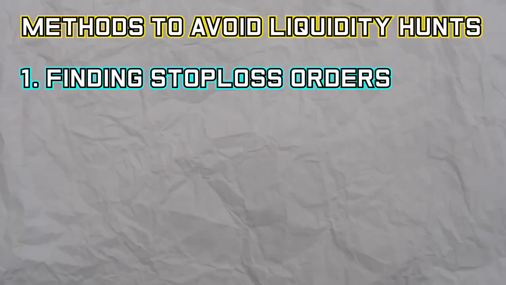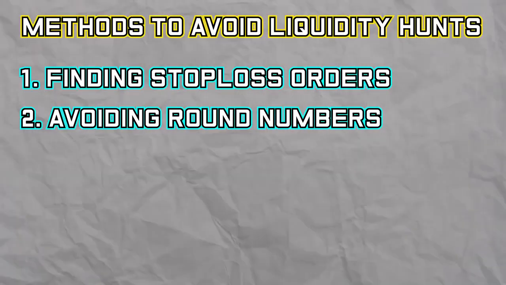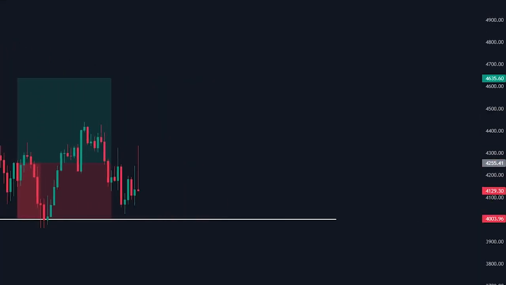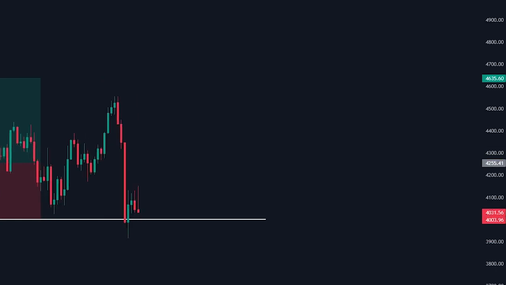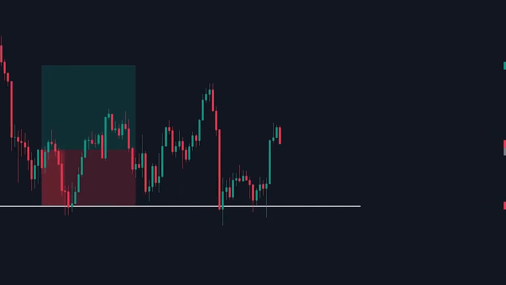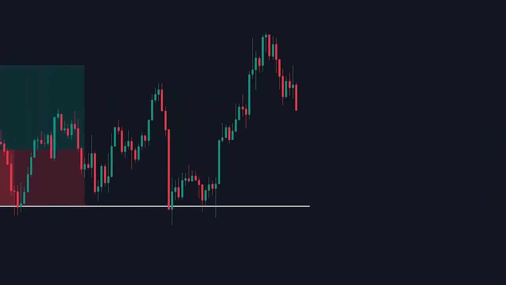With the second method, we will be avoiding round numbers. Many retail traders often place their stop loss at a whole number. In this example, we can see that the price wicked just below the $4,000 price level before bouncing back up. This is because many of the retail traders place their stop losses at these points.